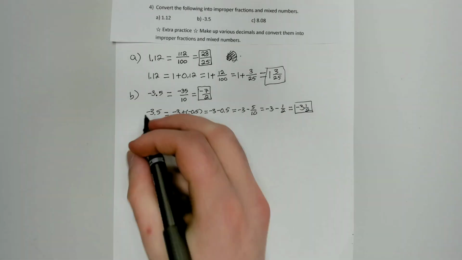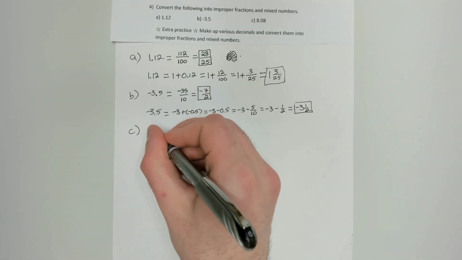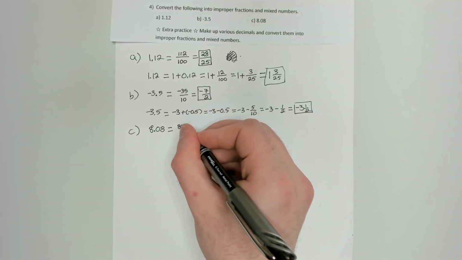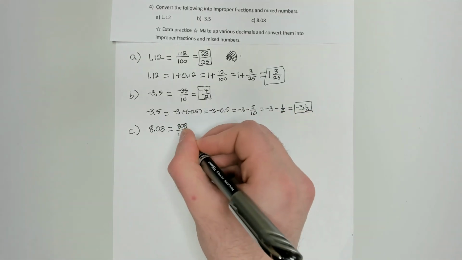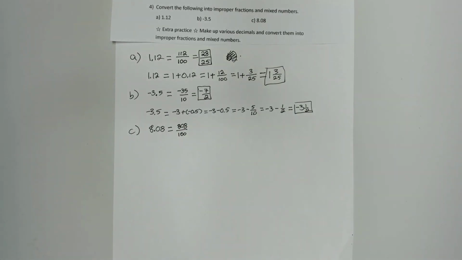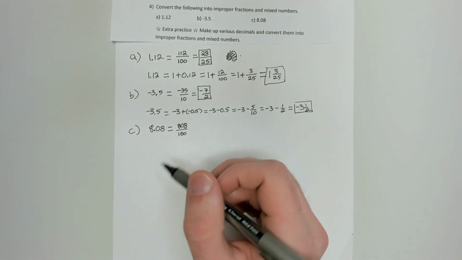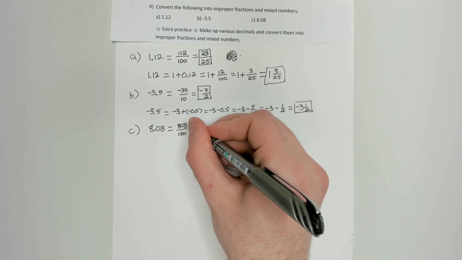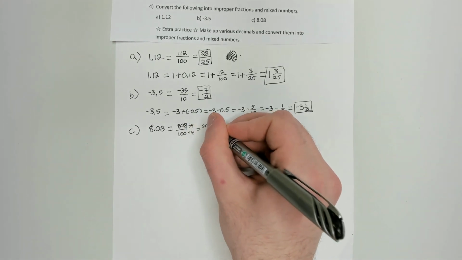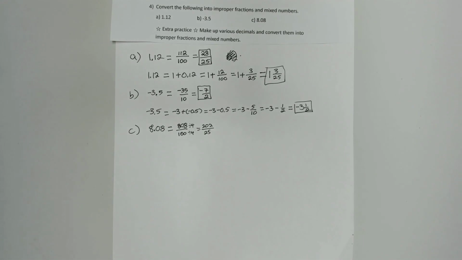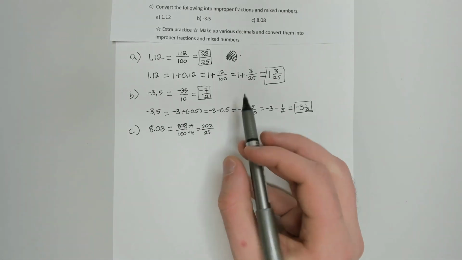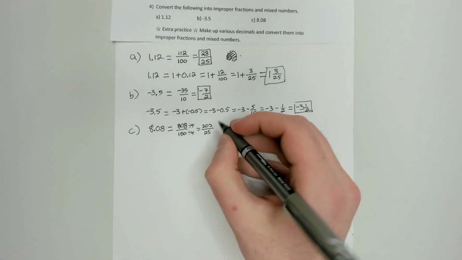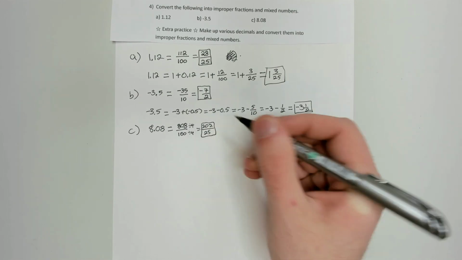All right, let's move on to the last part. We've got 8.08. All right, so to convert this into an improper fraction, this is the same as 808, and we've moved the decimal over two places, so we have 100 in our denominator. Now we can simplify these. 808 and 100 are both divisible by 4. So if we divide the numerator and denominator by 4, we get 202 over 25, and these are going to be co-prime with each other because 25's factors are just 5 and 5, and 202 is not divisible by 5, so this is as simplified as it gets.